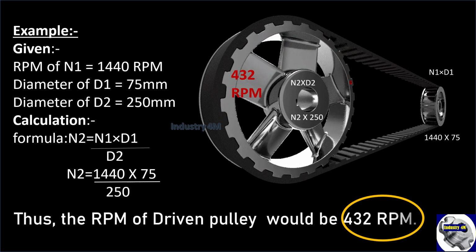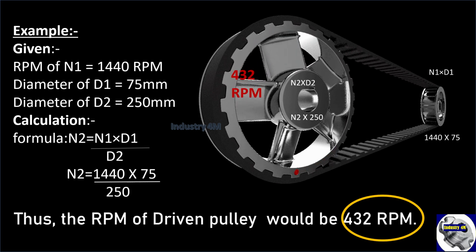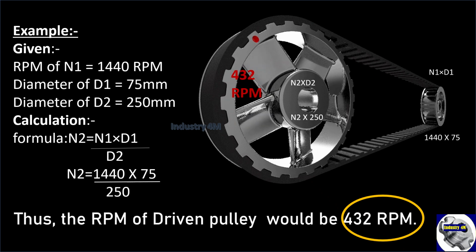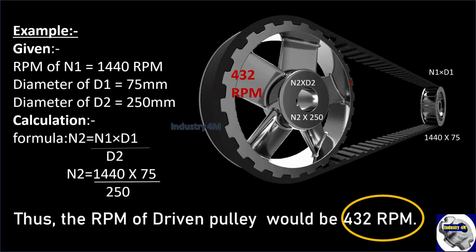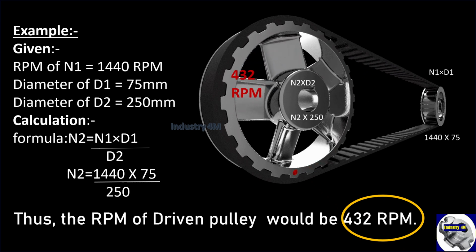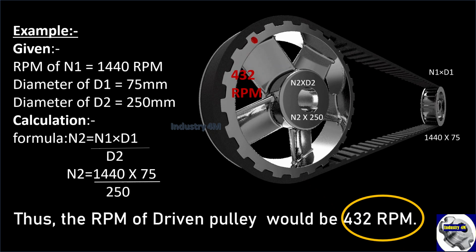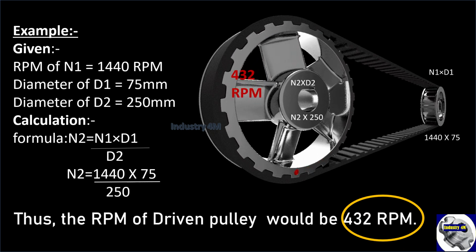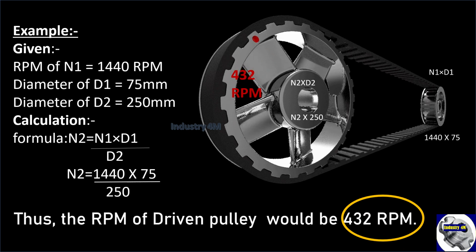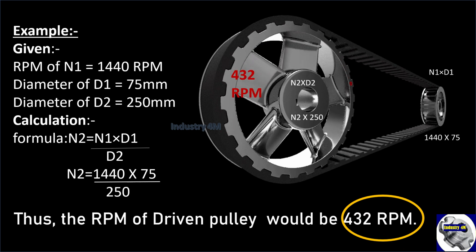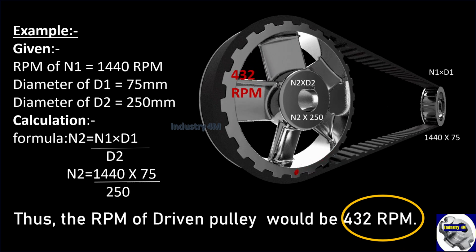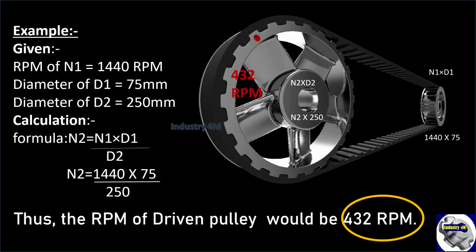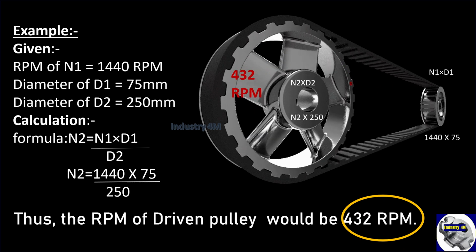So this way we calculate the driven pulley RPM. In the same way you can calculate if you have N2, D2 and N1. So you can find out the value of D1 by using this formula.